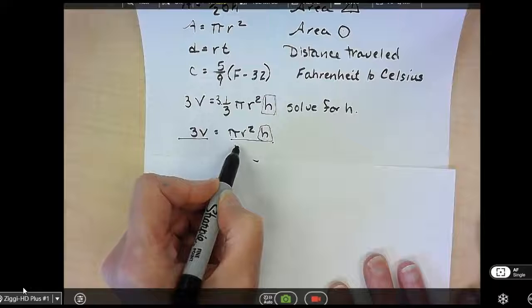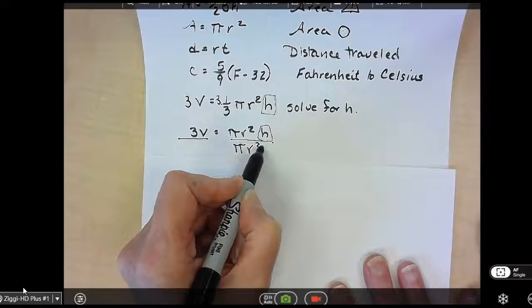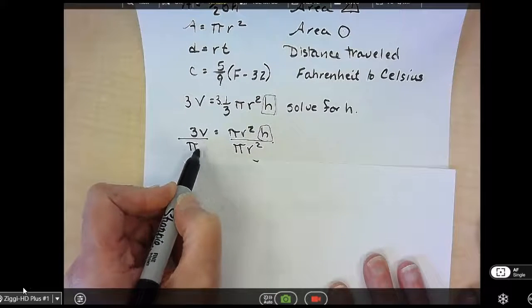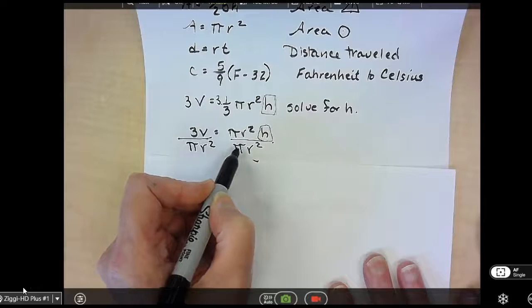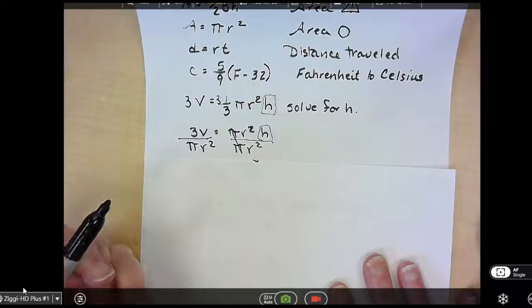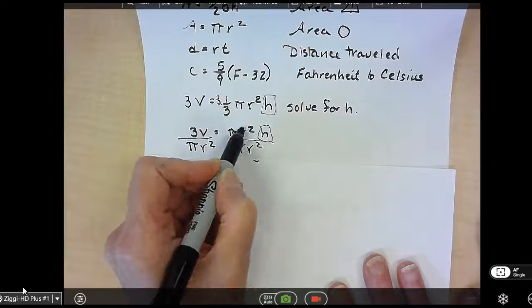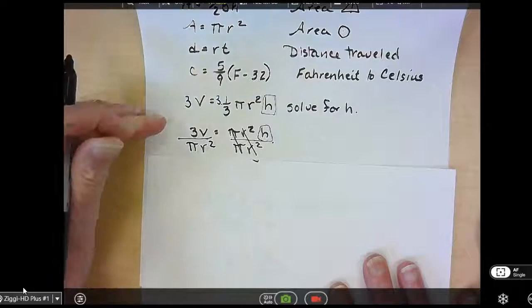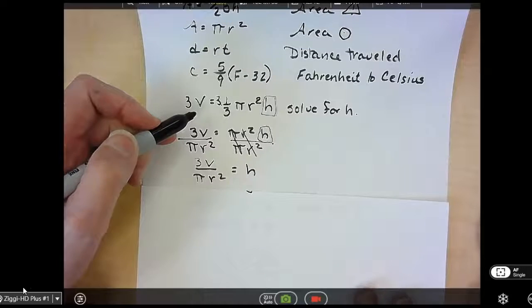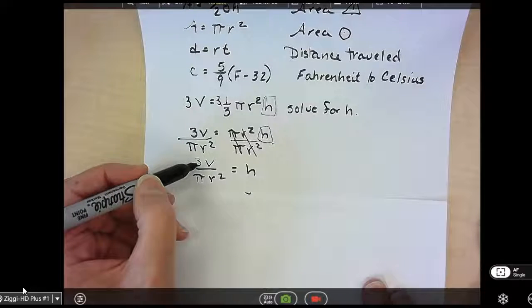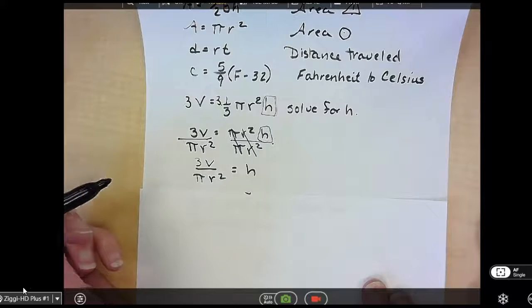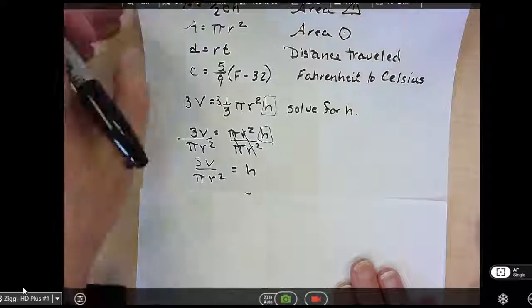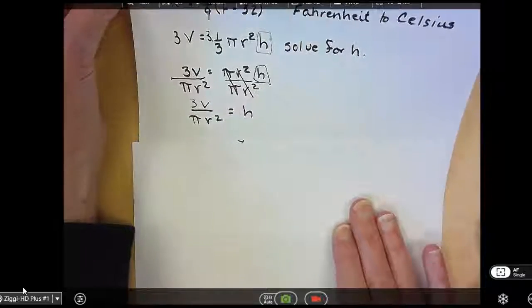Again, I can take both of these at the same time, or I could do them one at a time. It's up to you. But you have to divide by pi to cancel the pi. You have to divide by r squared to cancel the r squared. So once I do that, h is by itself. 3 times v divided by pi r squared is equal to my h. And we have solved that equation for h.